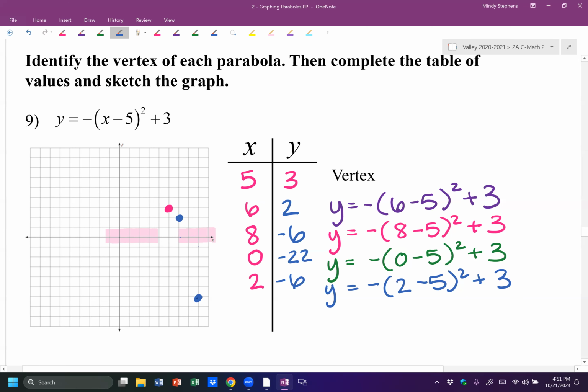And then 0, negative 22. So 0 and then down 22, it's not going to be on my graph. So I'm not going to graph this one because it's way off my graph. But 2, negative 6 would be on there. So I'm going to go right 2 and down 6.